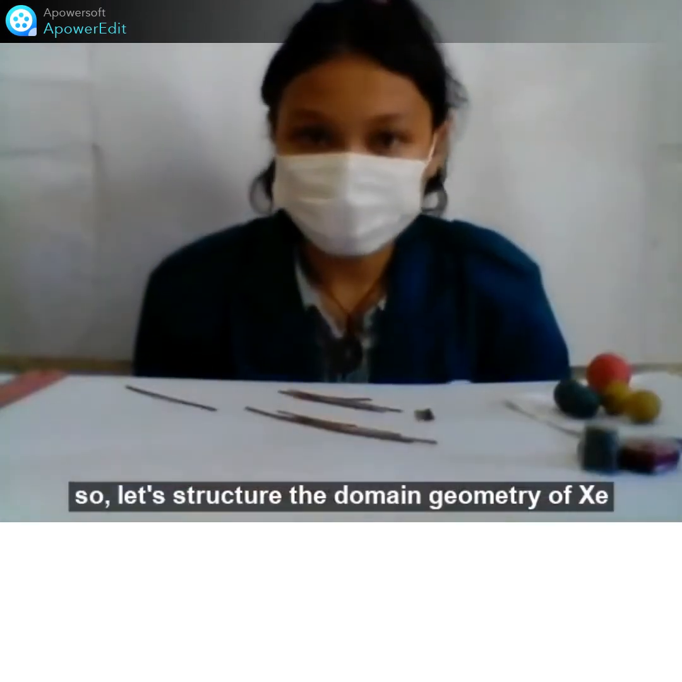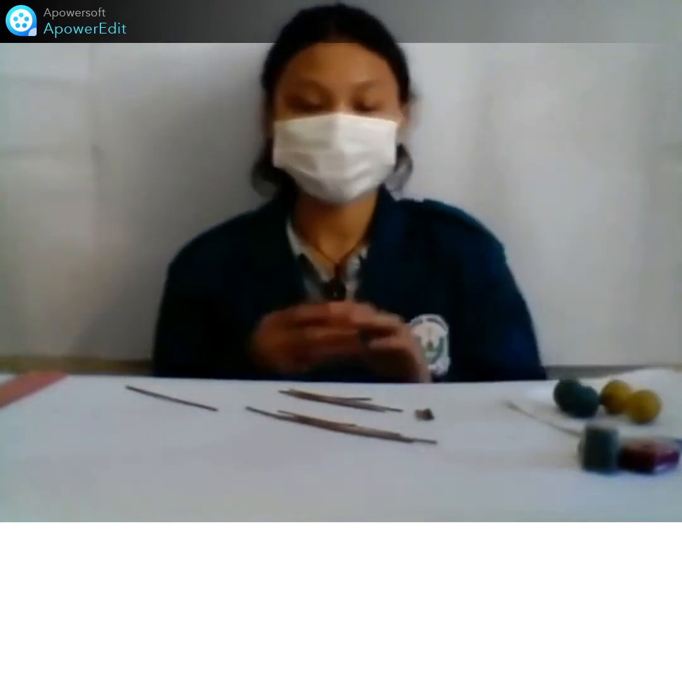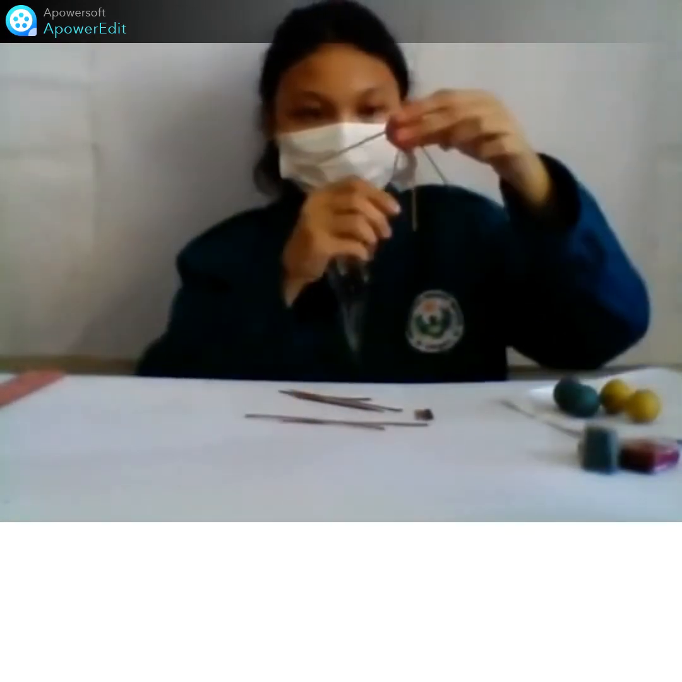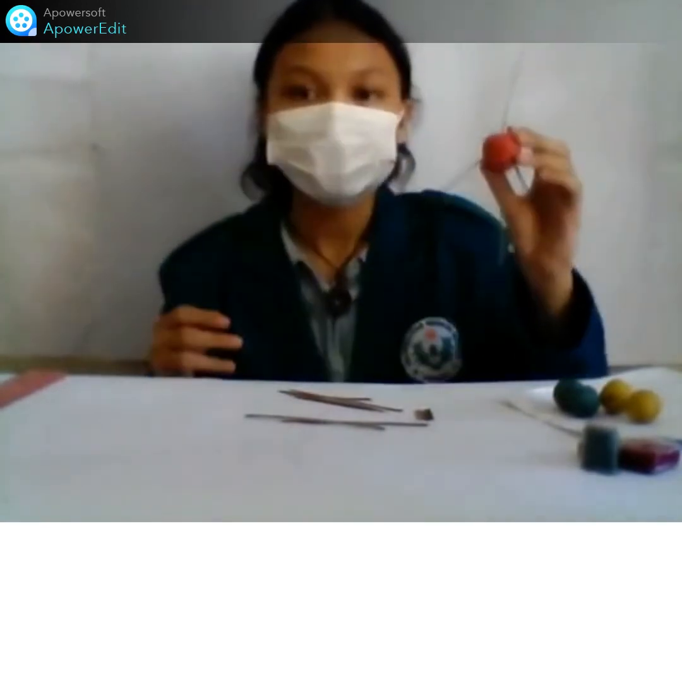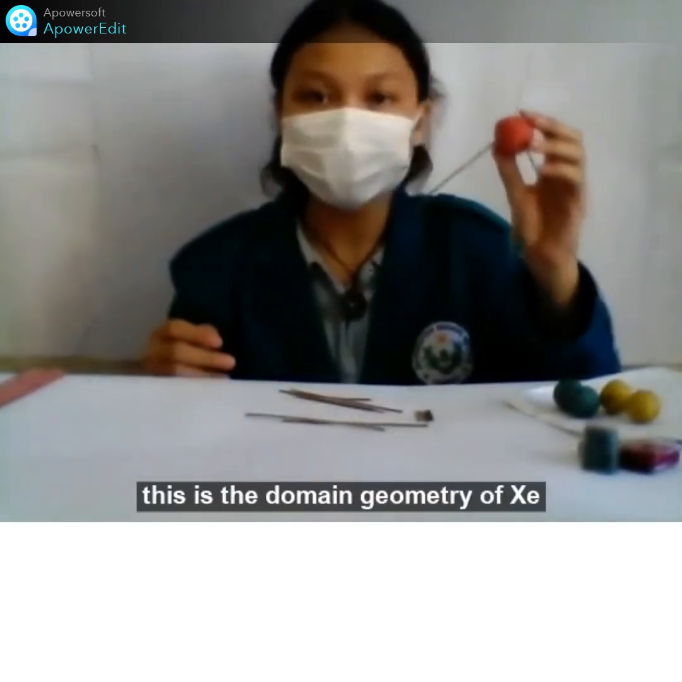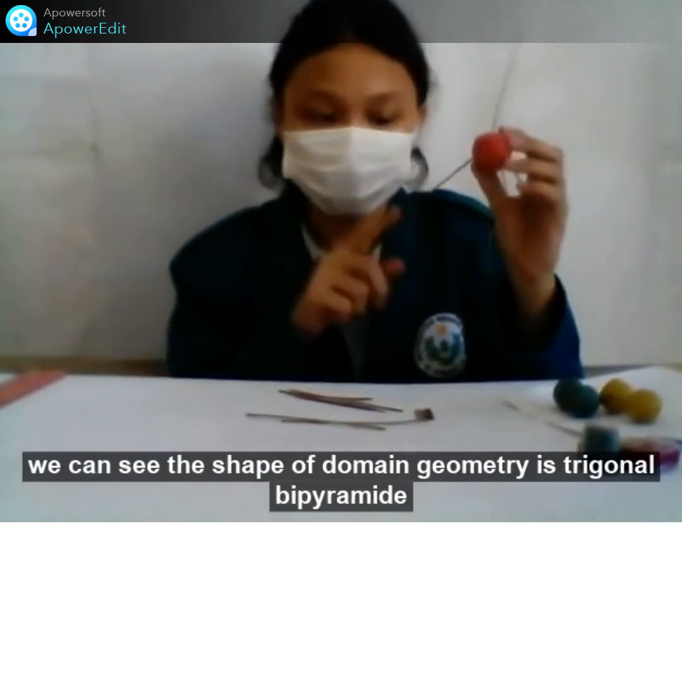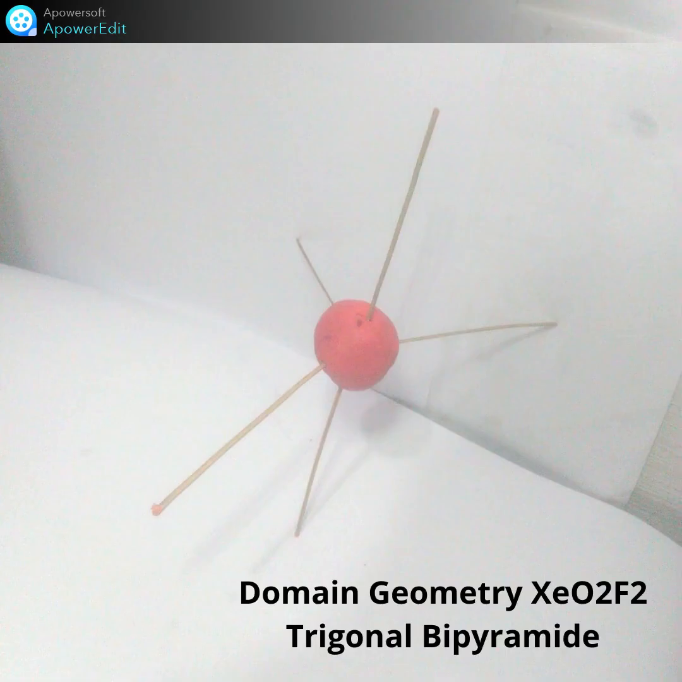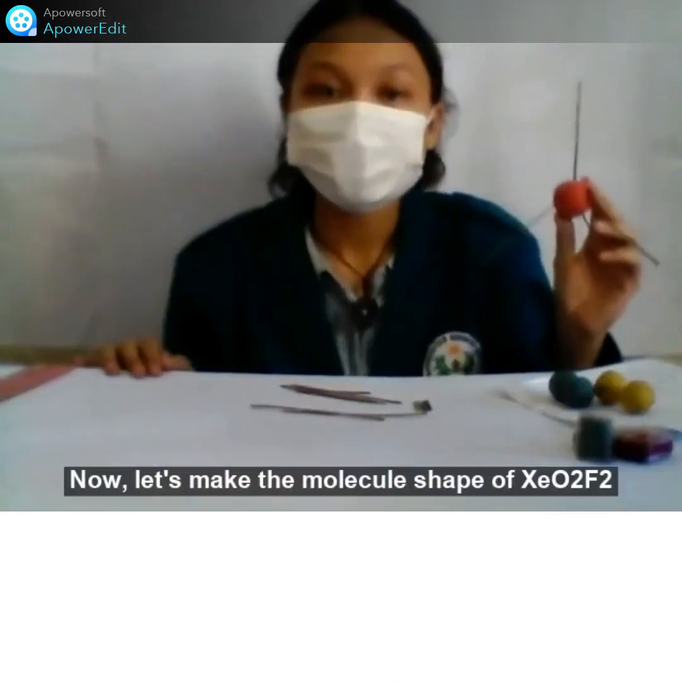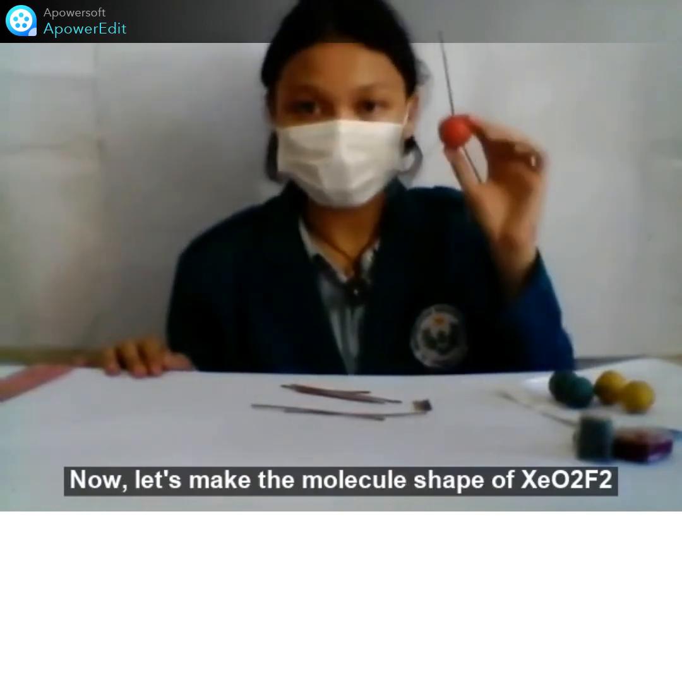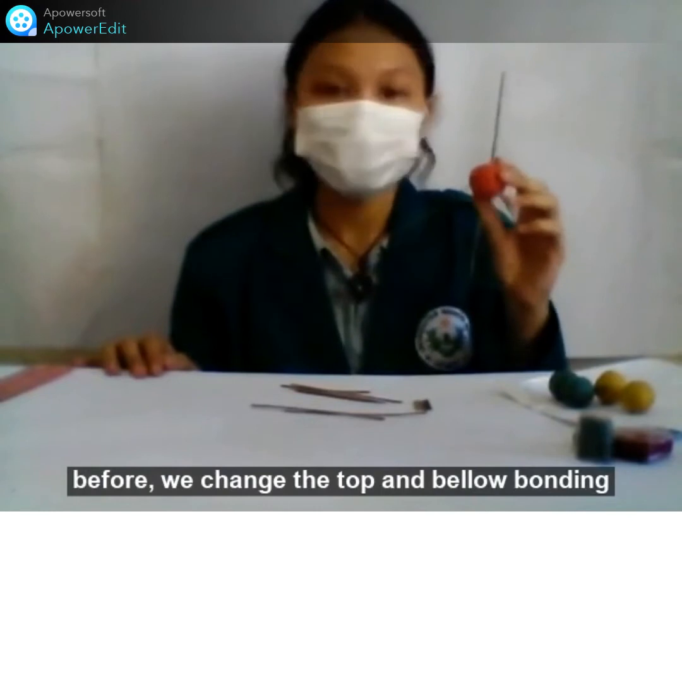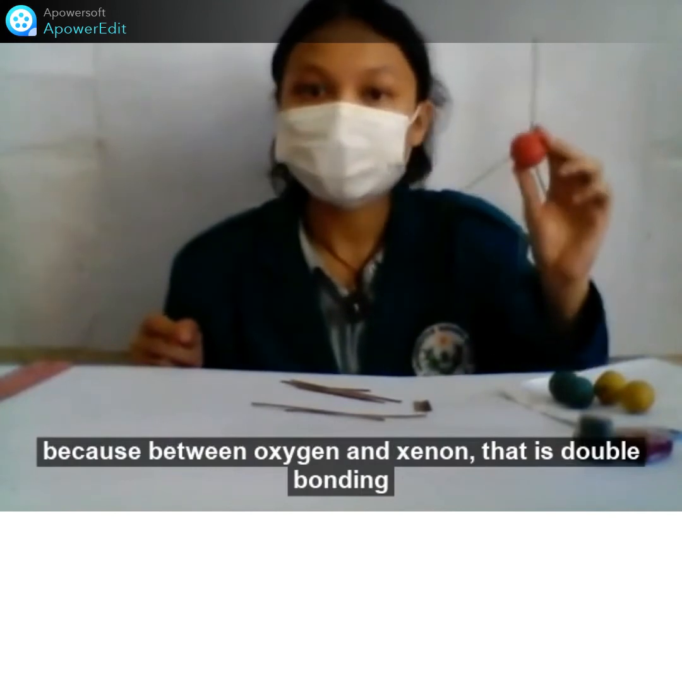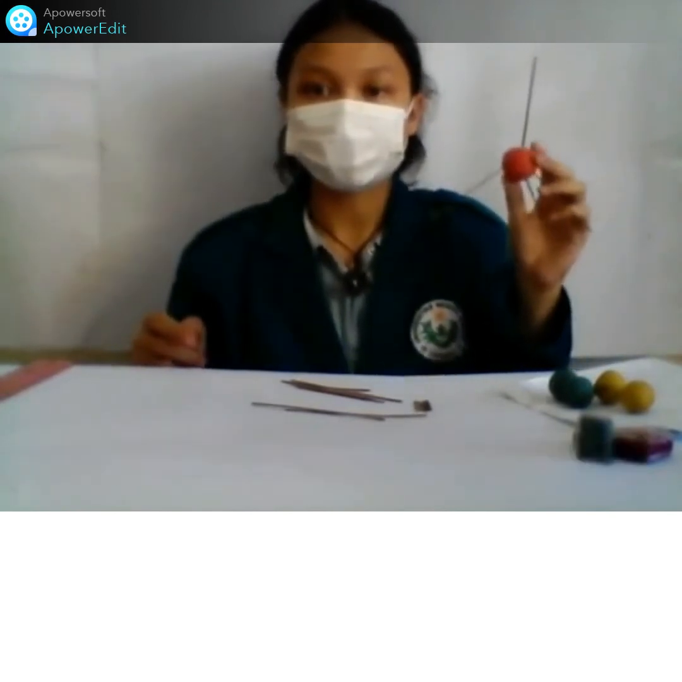So let's make the domain geometry structure of xenon. This is the domain geometry of xenon. We can see the shape of the domain geometry is trigonal bipyramid. Now, let's make the molecule shape of xenon dioxide difluoride. Before, we change the top and bottom bonding, because between oxygen and xenon there is a double bond.